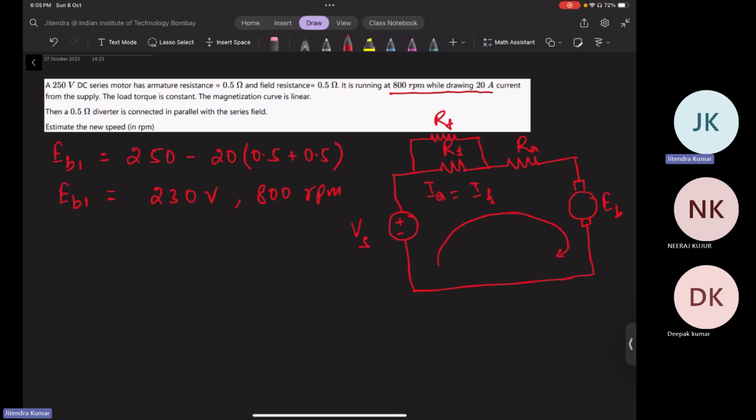If I need to find out, when one extra field resistance is connected in parallel, how much current will flow, so that we can calculate back EMF. How much IA2 is flowing. Okay, this was for case 1. Now how much IA2 is flowing so that we can calculate EB2. Okay, so IA2.